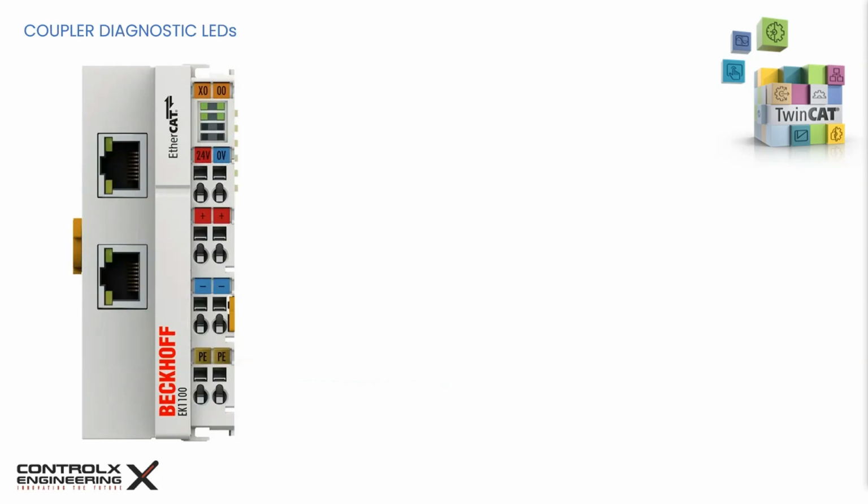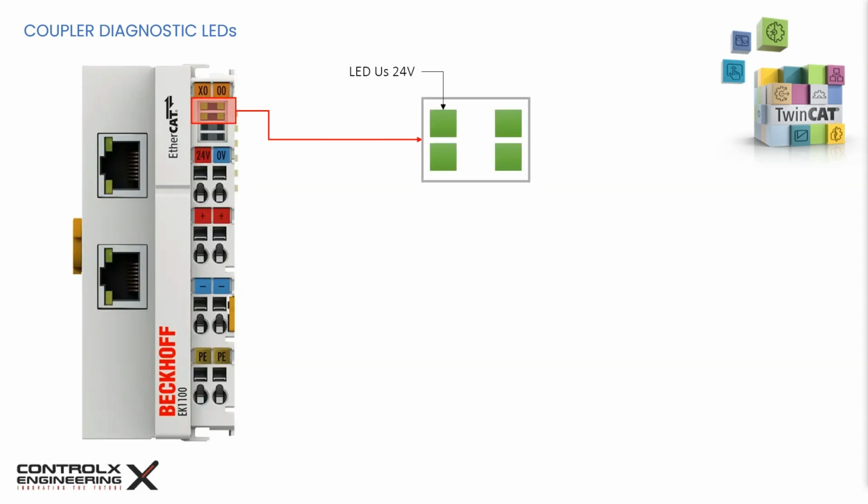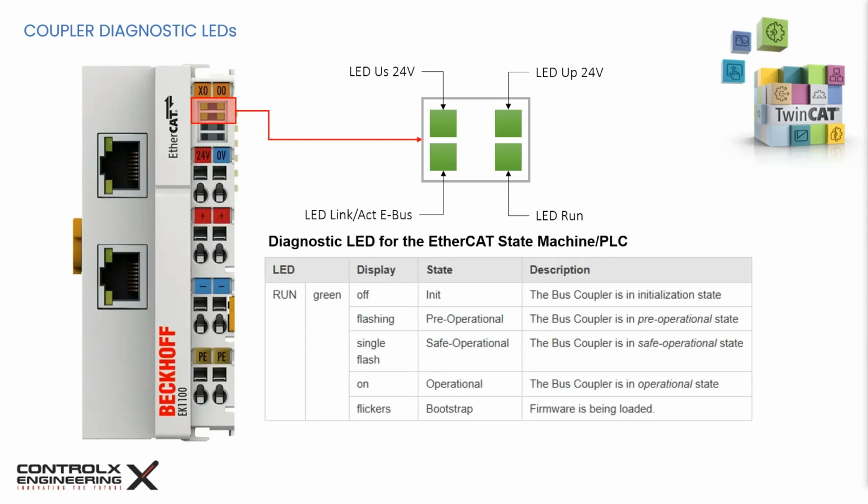Next, let's take a look at the diagnostic LEDs on the coupler. There are 4 green LEDs. The top 2 green LEDs indicate the operating voltage, US, and power contact voltage, UP. The bottom right LED indicates the run state of the EtherCAT state machine. It has 3 states. Off indicates that the bus coupler is in initialization state. Flashing indicates pre-op state. Single flash indicates safe op state. And finally, solid on indicates that the coupler is in operational state.